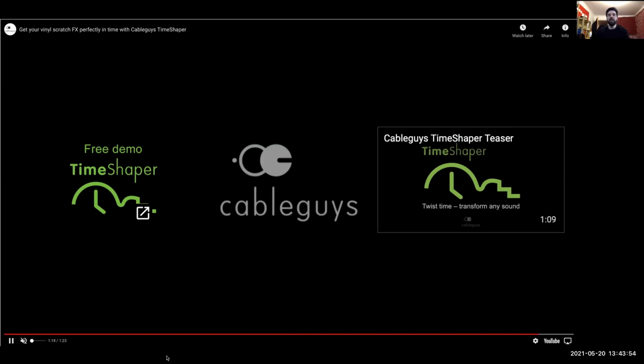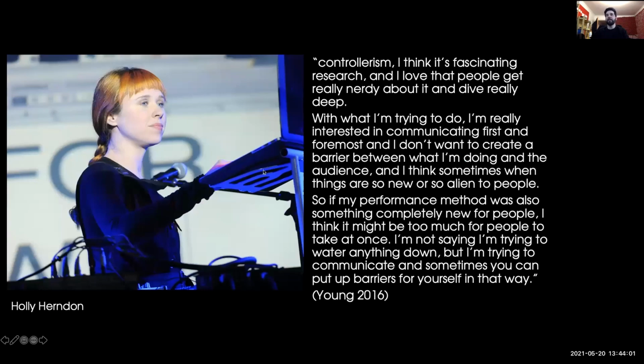Now, similarly, controllerism can be considered something that is not necessary. And Holly Herndon has a very interesting quote, thinking that controllerism is fascinating research. I love that people get really nerdy about it. But at the same time, what I'm trying to do is communicate. And since, in her own words, her voice and what she does with the voice is quite alien, having another layer of complexity with all the equipment and controllers in front of you will just create another barrier for the audience to understand what is happening.